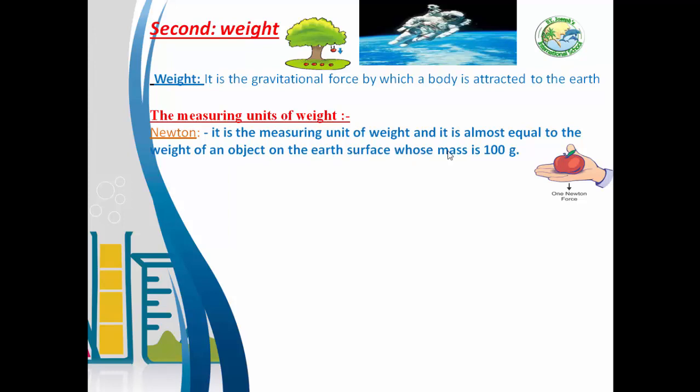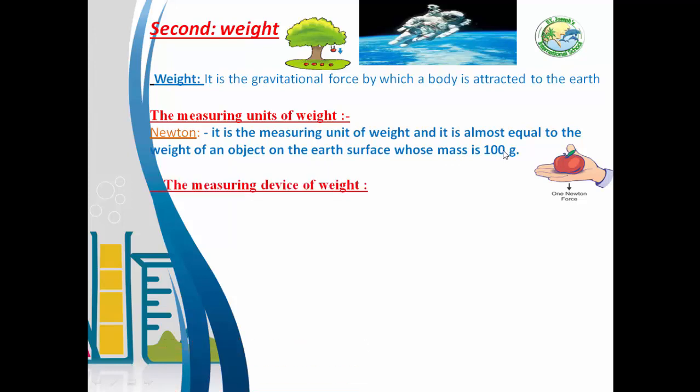So if we have an apple whose mass is 200 grams, can you measure its weight? Yes. Its mass is 200 grams, so its weight is 2 Newton, because a Newton equals the weight of an object whose mass is 100 grams.